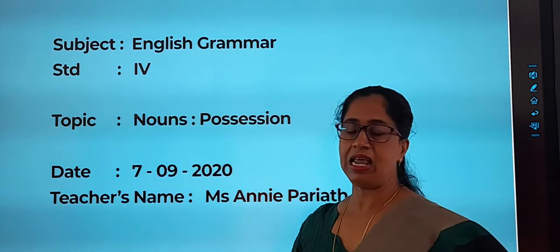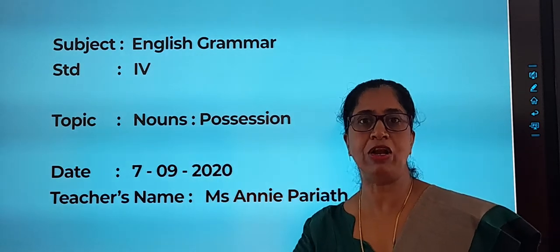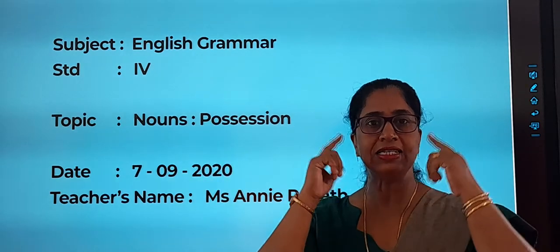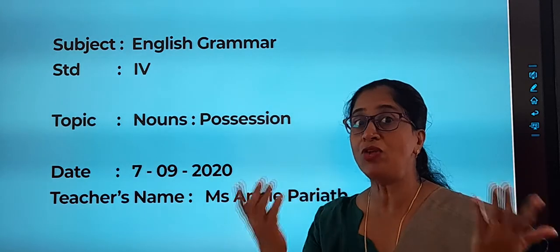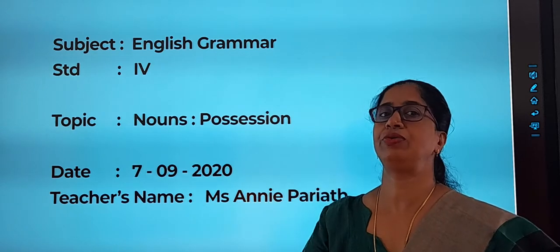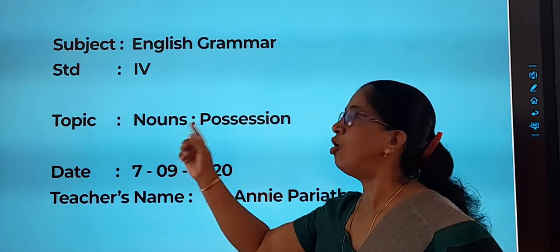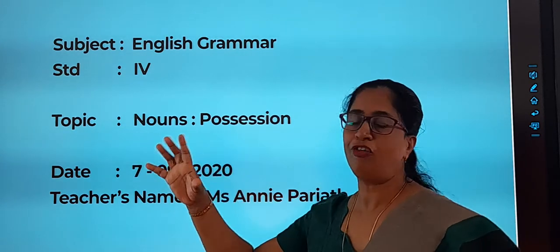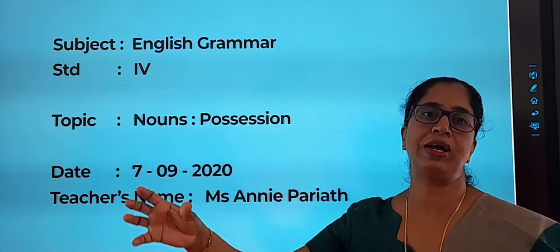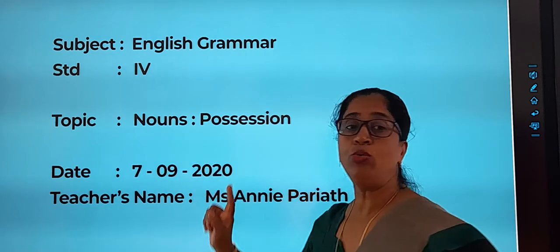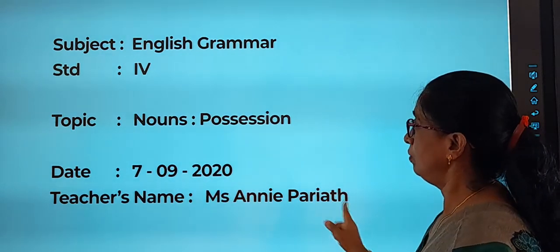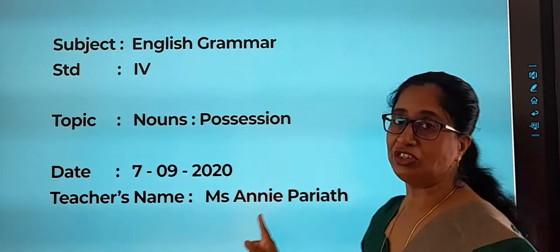So when you write the name and you mention that it belongs to Annie, Annie's spectacles, Annie's watch, how do you have to write it? That is what we are going to learn: how to show a noun possession, how to show that the following thing belongs to so and so person. So let's watch the video.